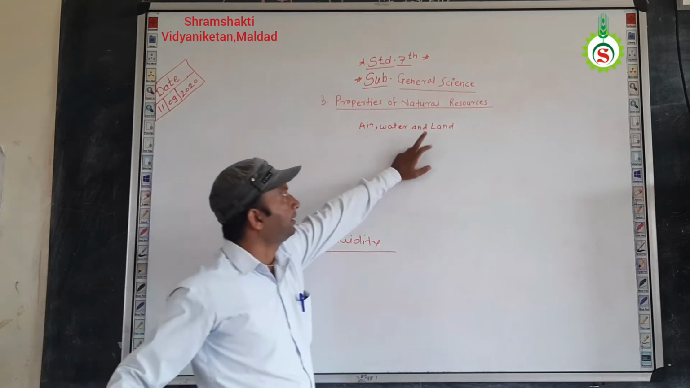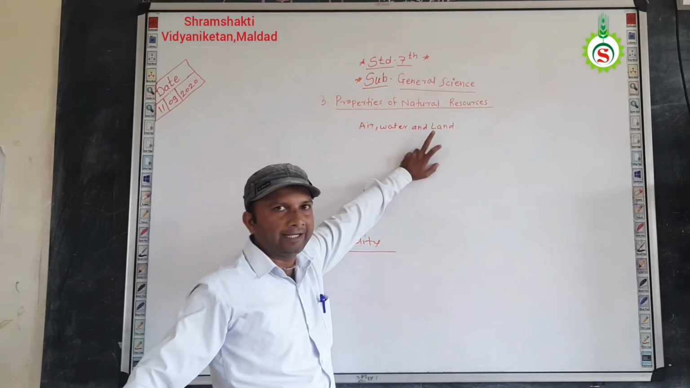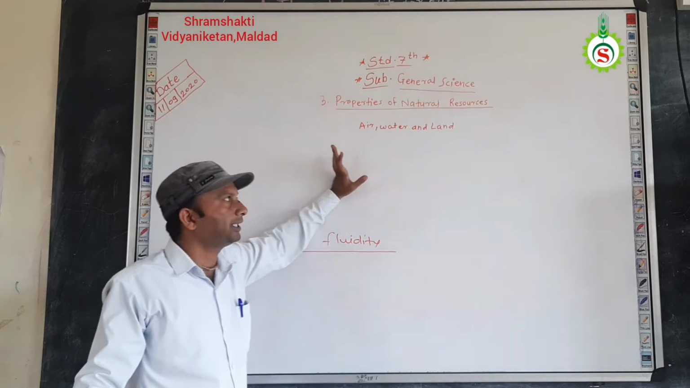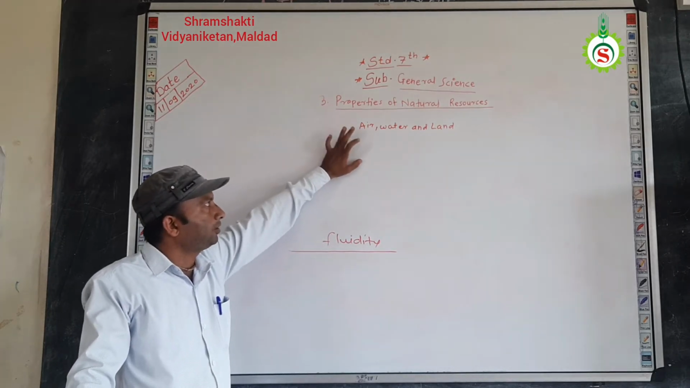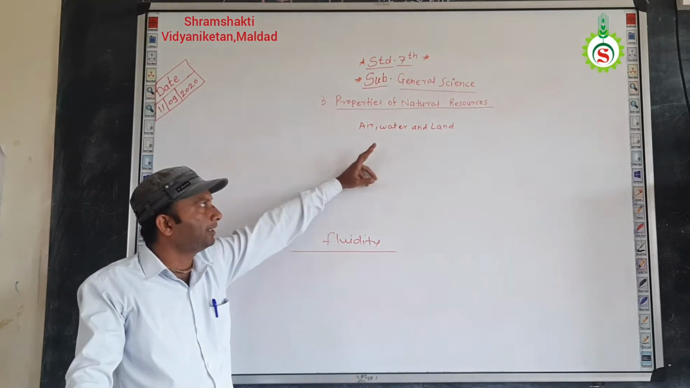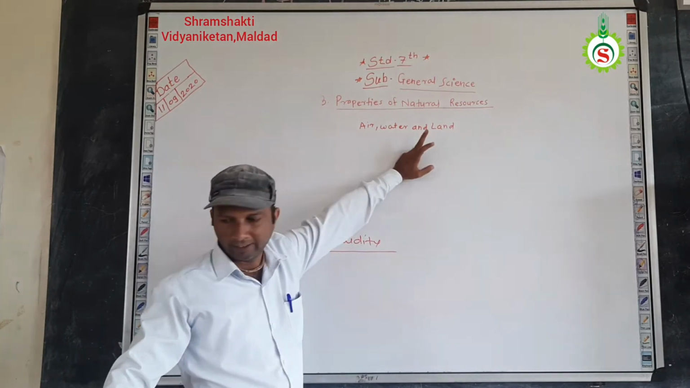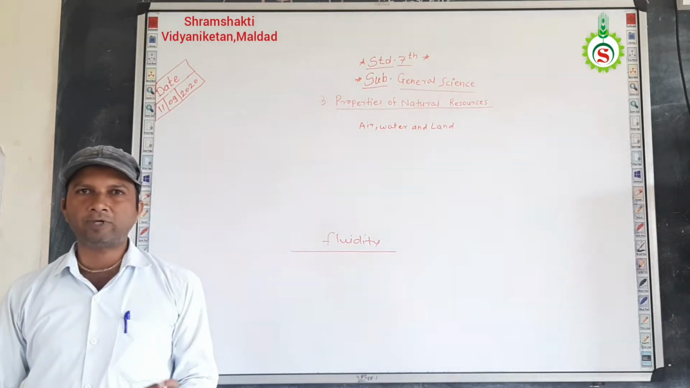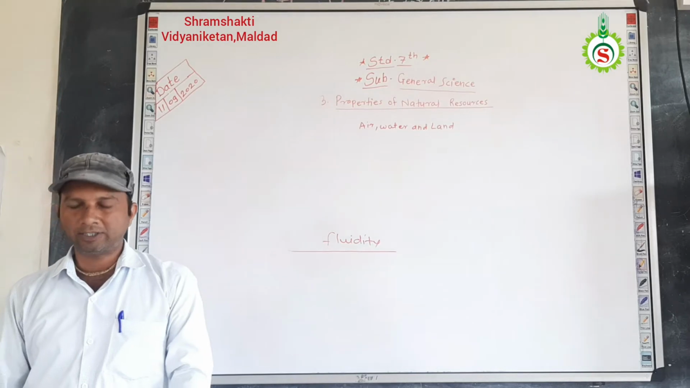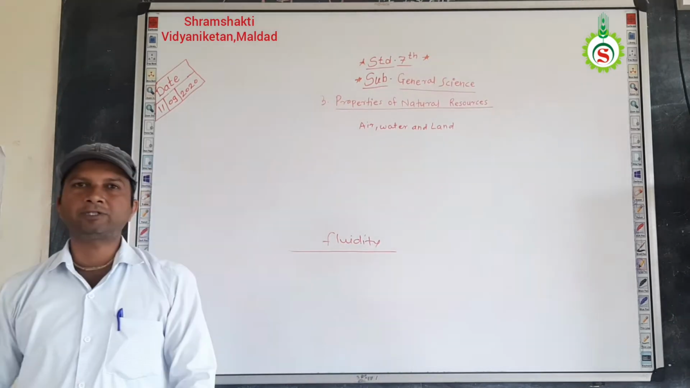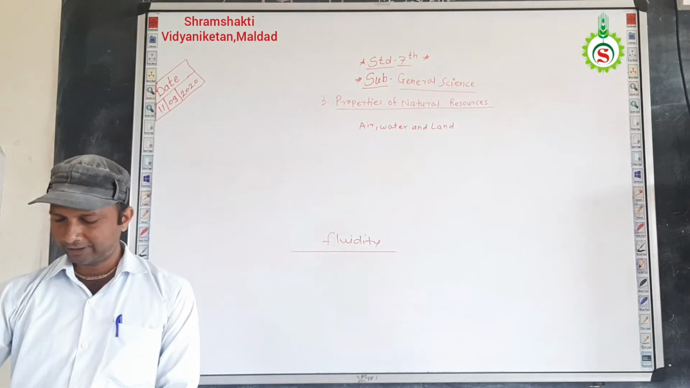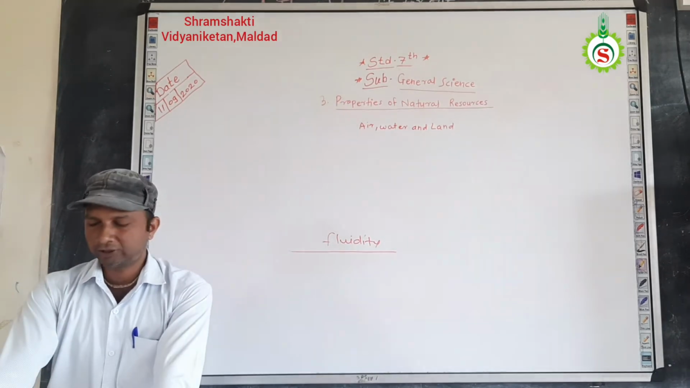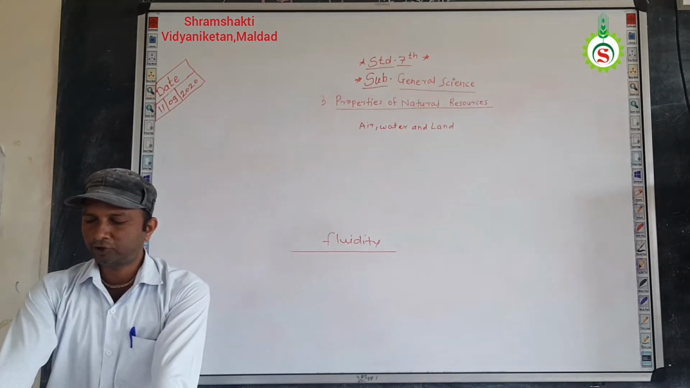Now the last natural resource, that is land. Up to this point we have studied the properties of air and water. Now the remaining part of the chapter is the properties of land. Soil is one of the important constituents of land. Before starting this point, there are some questions. First question: what is meant by soil and how is soil formed?